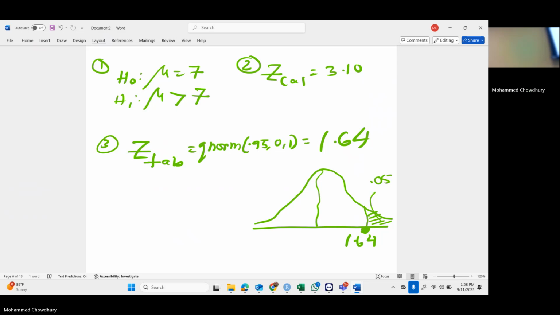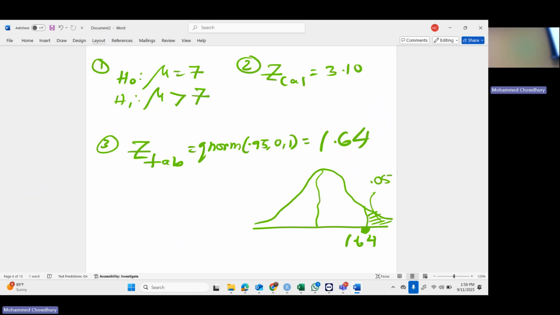Why fail to reject? Reject. Calculated value greater than table value, always reject the null hypothesis. Please set it up in your head. It is because 3.10 is bigger than 1.64. This qnorm is your tabulated value. You are thinking the other way, transferring the tabulated value to the calculated value and the calculated value to the tabulated value. Okay? Understand, right?